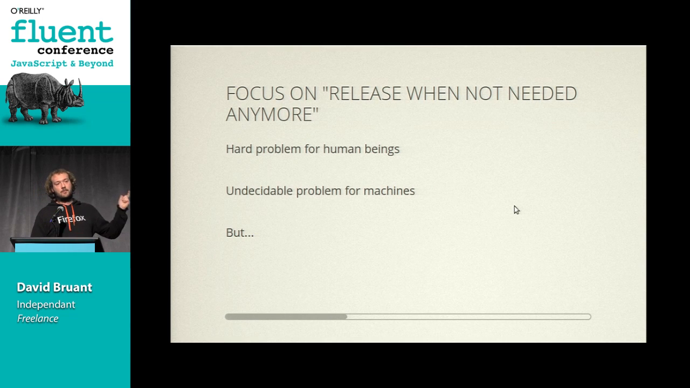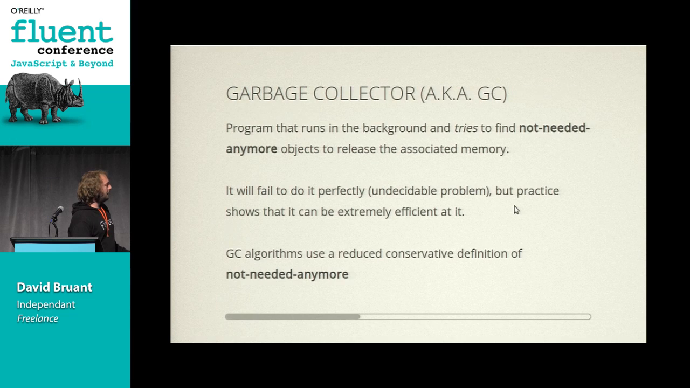It's also a problem that's undecidable for machines, and if it weren't, we'd have perfect garbage collectors, and we would not be talking about it. But we have garbage collectors anyway, even if the problem is undecidable. A garbage collector is a program that runs with the JavaScript interpreter, and that's true for JavaScript and all other languages that have a garbage collector. It runs in the background and tries to find objects that are not needed anymore. And when it finds such objects, it releases the associated memory. As I said earlier, it'll fail to do it perfectly.